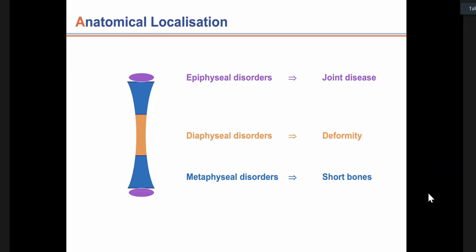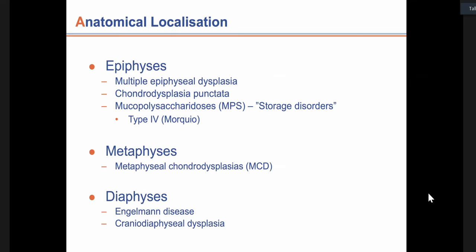So that was in terms of the overall segments. Unfortunately, the dysplasias don't just stop at that level. We then sometimes have to go into the anatomical localization of a specific bone. And here we see on this cartoon, epiphyseal disorders will tend to present with joint disease, diaphyseal disorders with deformity, and metaphyseal disorders with shortening. It's just a way of remembering it, depending on how the pediatrician tells you the child is presenting, or even the adult. So again, commonest examples, not by any means exhaustive.